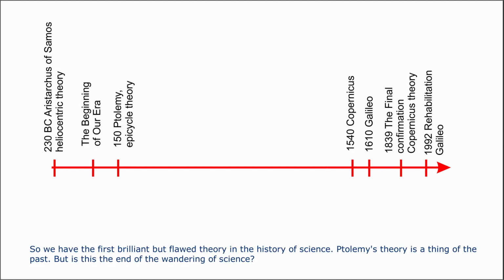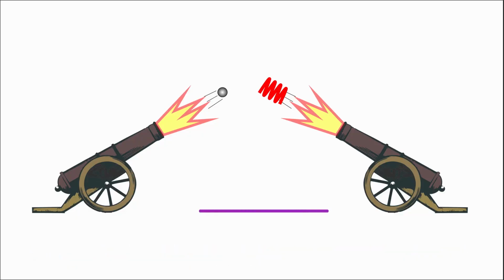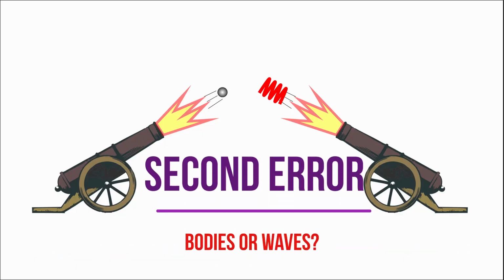So, we have the first brilliant but flawed theory in the history of science. Ptolemy's theory is a thing of the past. But is this the end of the wondering of science? Second error: bodies or waves?